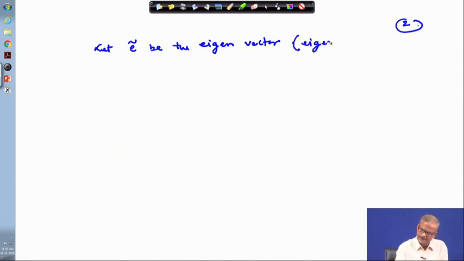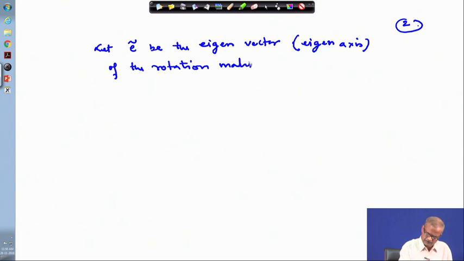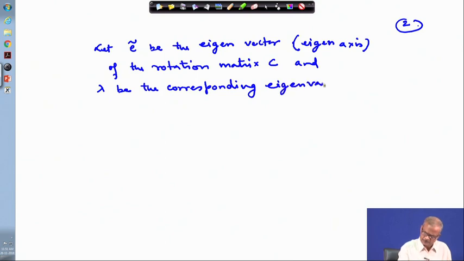Or we call this the eigen axis. Rotation matrix C, and let lambda be the corresponding eigenvalue. Okay. So, here E tilde and lambda may be complex also.